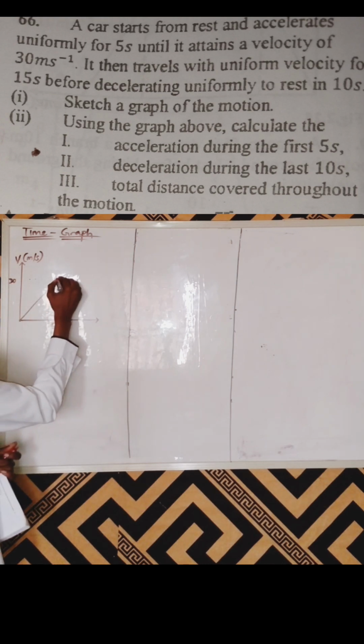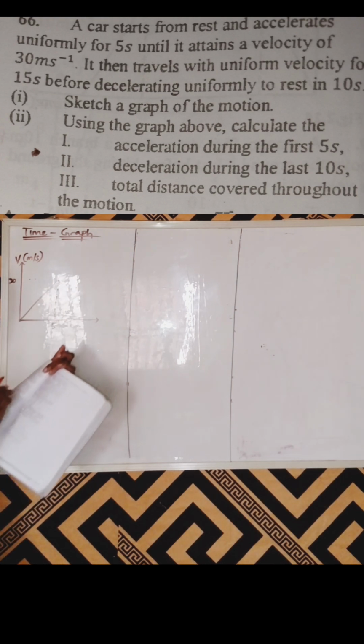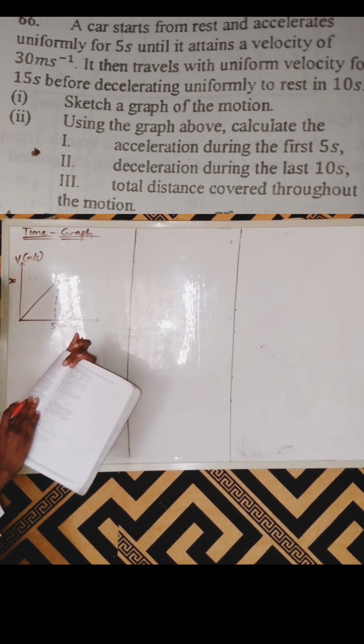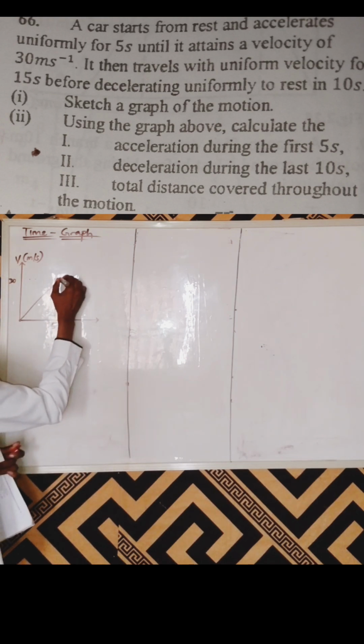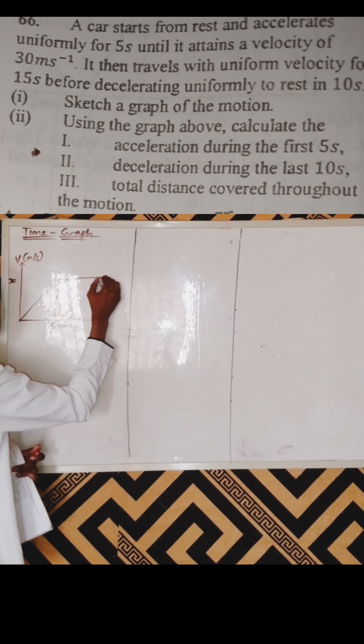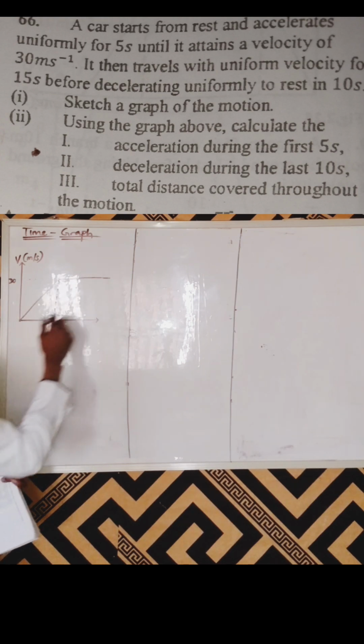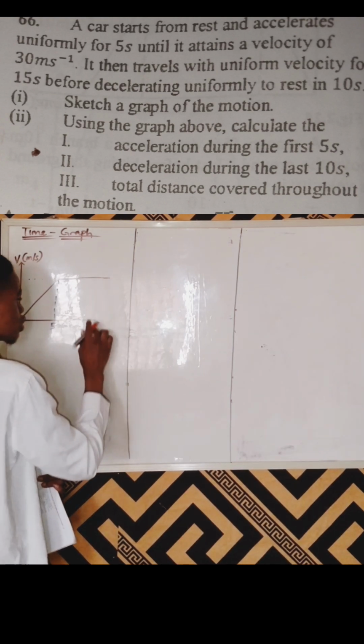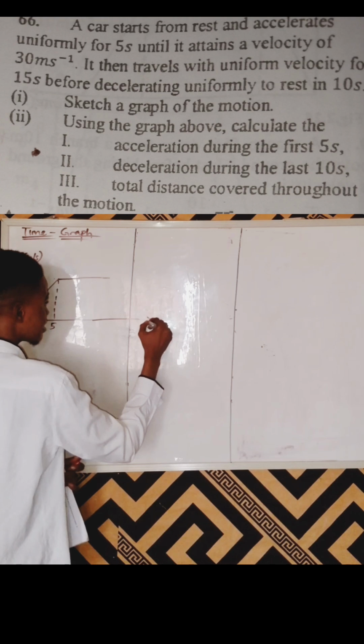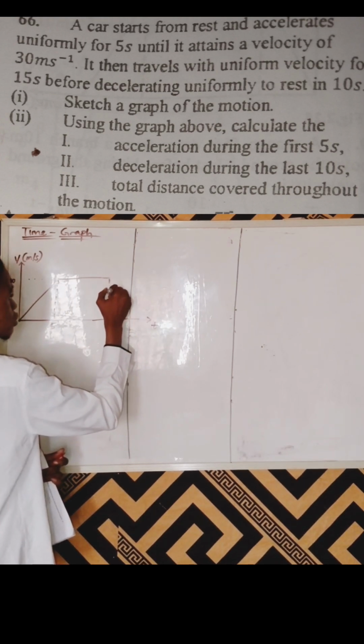That means it goes like that, straight. It travels with uniform velocity for 15 seconds, then it goes like this. It maintains its speed uniformly for 15 seconds. Just pay attention to what I am doing. This is T now, for 15 seconds.